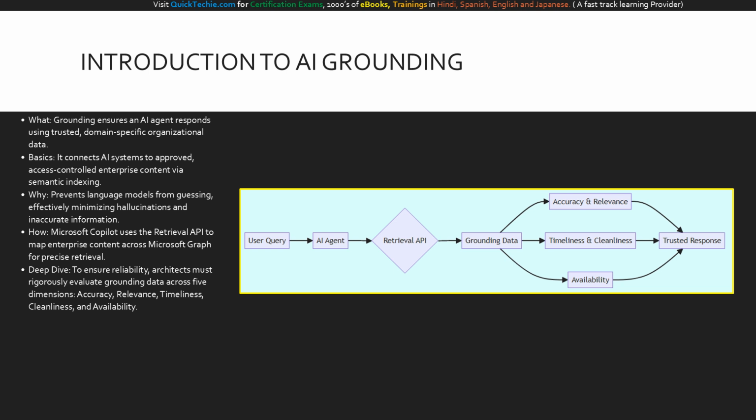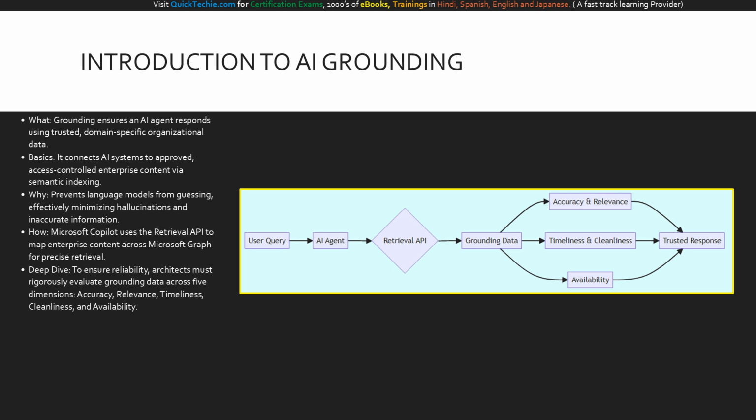Let's turn our attention to the flowchart on the screen, which illustrates the core architecture of an AI grounding process. On the left, we start with the user query. This flows directly into our AI agent. Now, rather than just guessing the answer, notice the critical pathway pointing to the retrieval API and down to grounding data. The agent retrieves specific, trusted information from this repository.